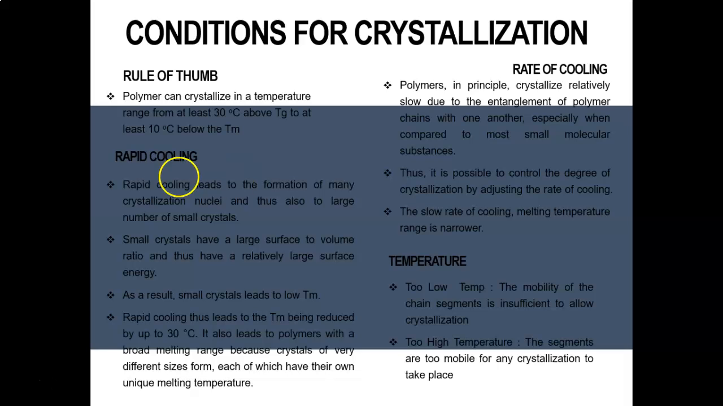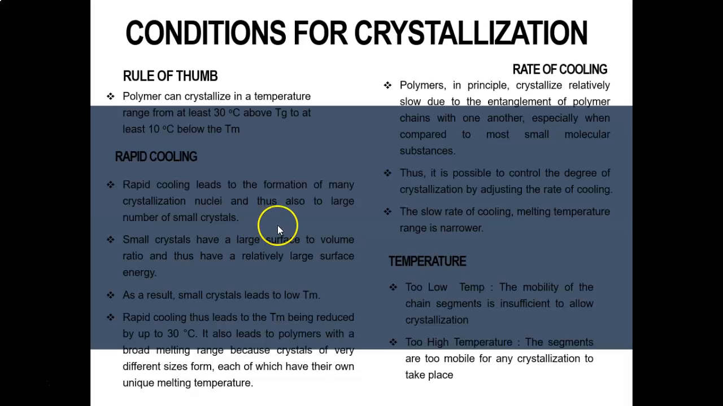And the rate of cooling: polymers in principle crystallize relatively slowly due to the entanglement of polymer chains with one another, especially when compared to most smaller molecular substances. Thus, it is possible to control the degree of crystallization by adjusting the rate of cooling. So with a slow rate of cooling, the melting temperature range is narrow. So we prefer slow cooling so that we can produce a narrow peak of Tm.